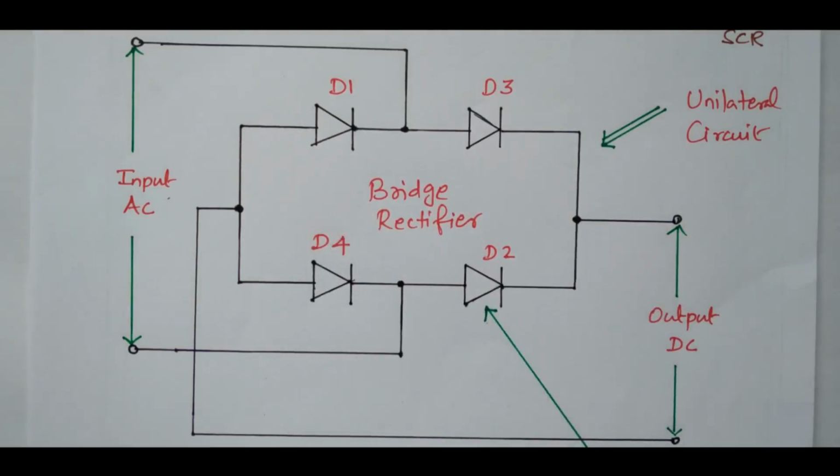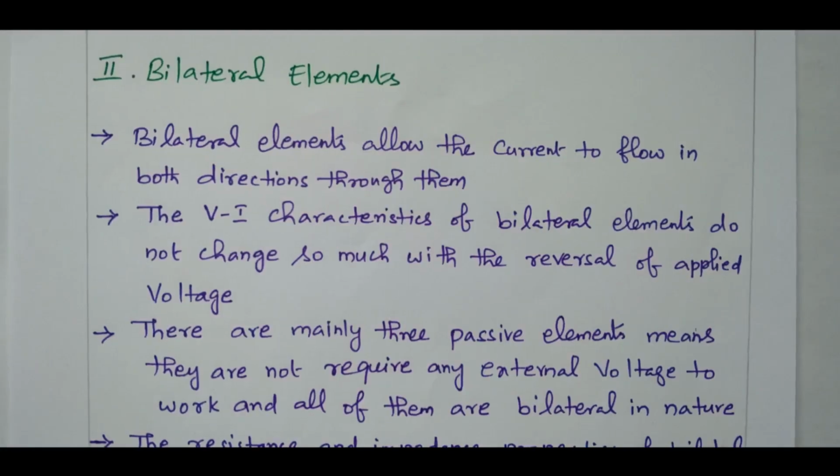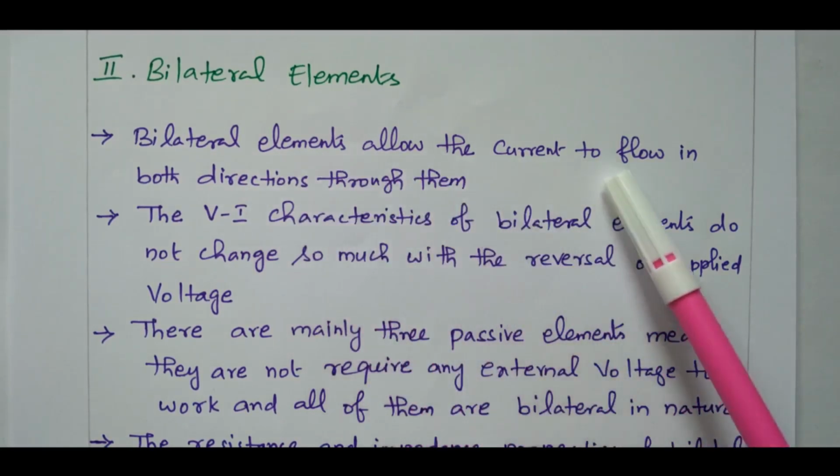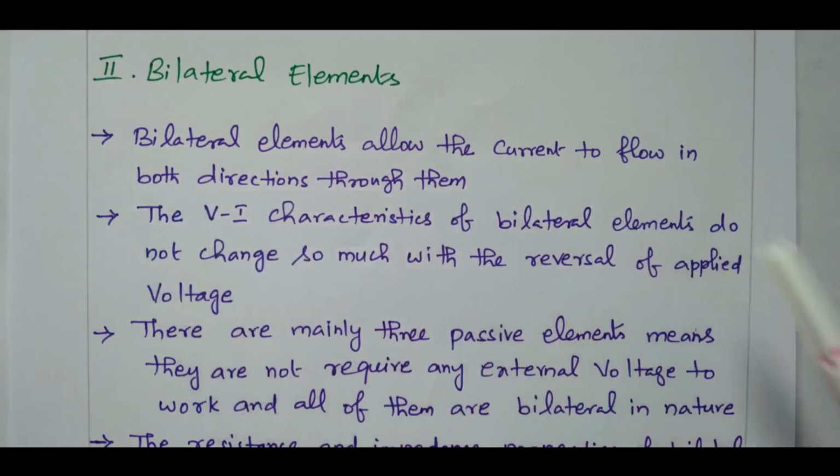Now we'll see the bilateral element. Bilateral elements allow the current to flow in both directions through them. The current can flow in the positive direction as well as the negative direction. The VI characteristics of a bilateral element do not change much with the reversal of the applied voltage. So whether the current direction is positive or negative, the characteristics will not change much. It can function for both positive current as well as negative current.